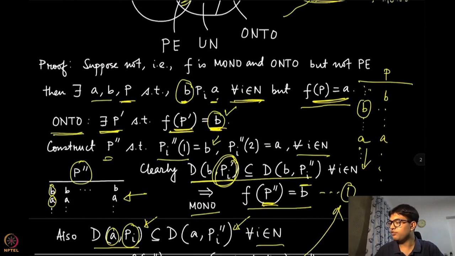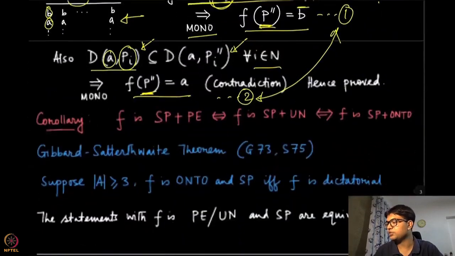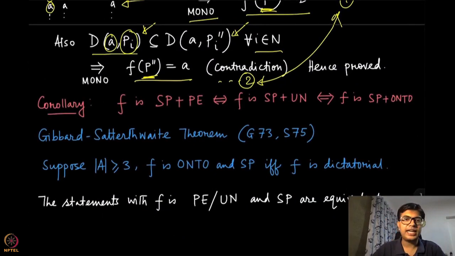So that proves that we cannot have a situation where the function is monotone and onto and is not Pareto efficient. So it implies that it must be Pareto efficient. And as a corollary of this result, we can say that F being strategy proof is equivalent to being monotone, strategy proof and Pareto efficient; this implies and is implied by being strategy proof and unanimous, and similarly strategy proof and onto. So whenever we are in the world of a strategy proof social choice function, ontoness, unanimity and Pareto efficiency are one and the same. We don't really distinguish between them.